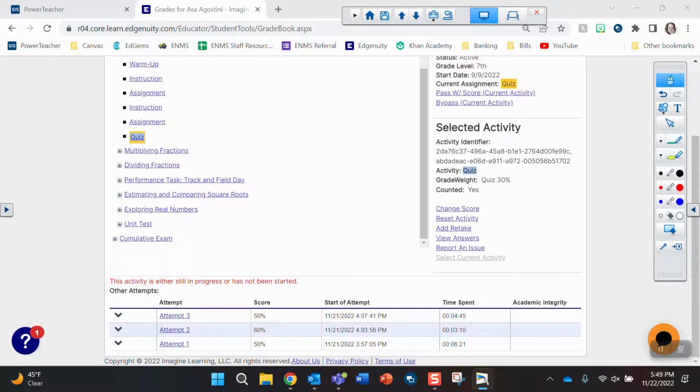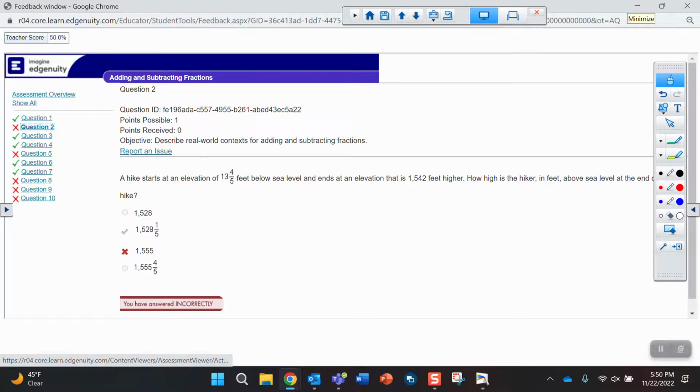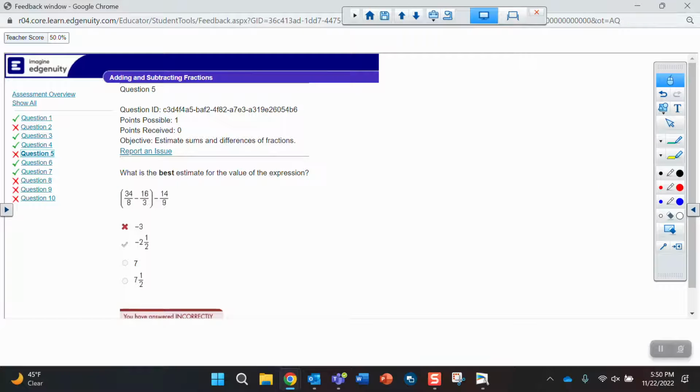Okay, let's take a look at this third attempt. I think some of these questions might have repeated as well. Yep, there's the hike question we did. Here's another estimation. What's the best estimate for the value of the expression? I start thinking about what these numbers are really close to. 34 isn't divisible by 8, but 32 is divisible by 8, and that's 4. So we have about 4.